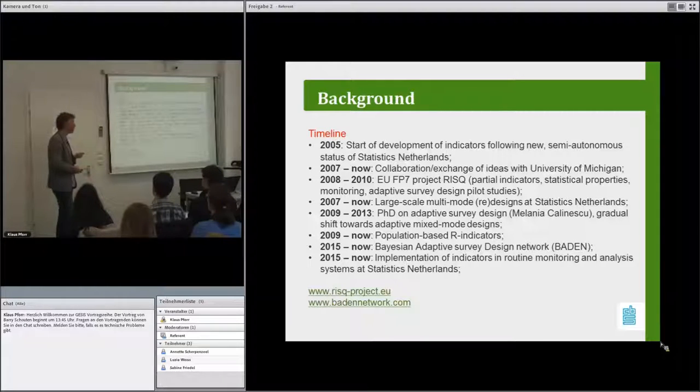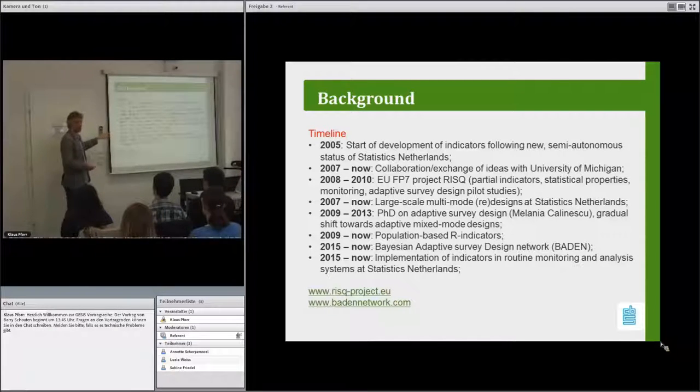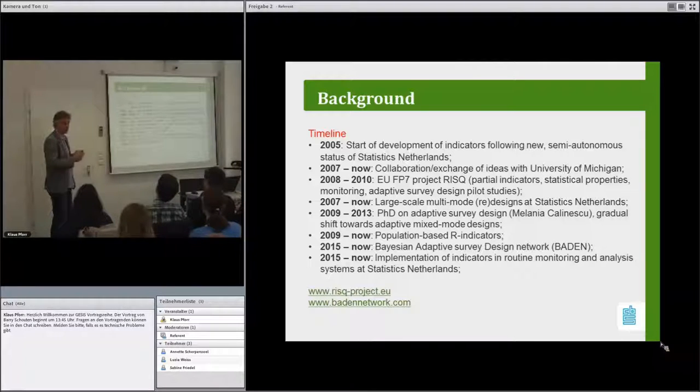From there on, gradually we started to look more into designs that also account for measurement error rather than just non-response error, which is, of course, very complicated. More recently, we established a network with a few universities and institutions in the US, where we think about adaptive design in a Bayesian way. We try to incorporate historic knowledge or historic estimates for particular parameters into the design itself. We start to optimize based on what we think will happen rather than what we see right away. There's also a website for this if you're interested.